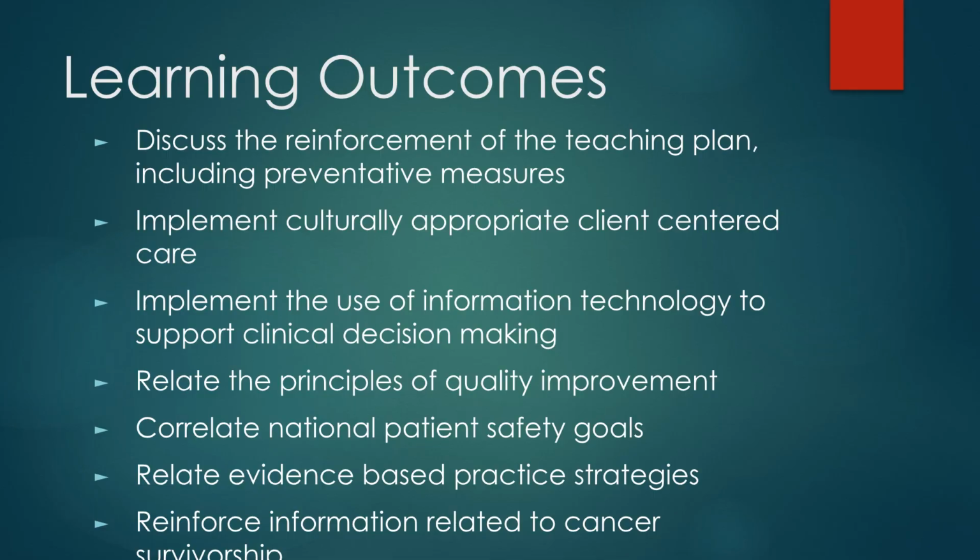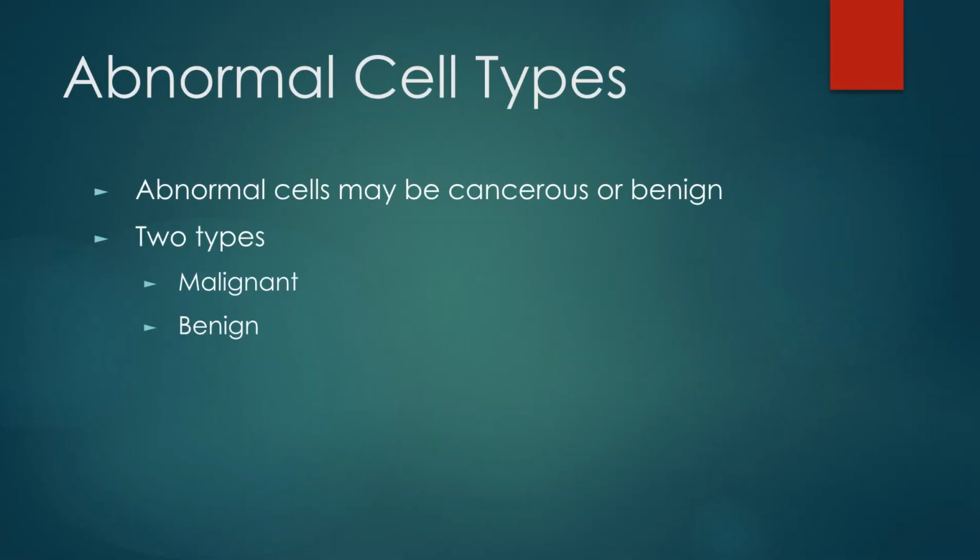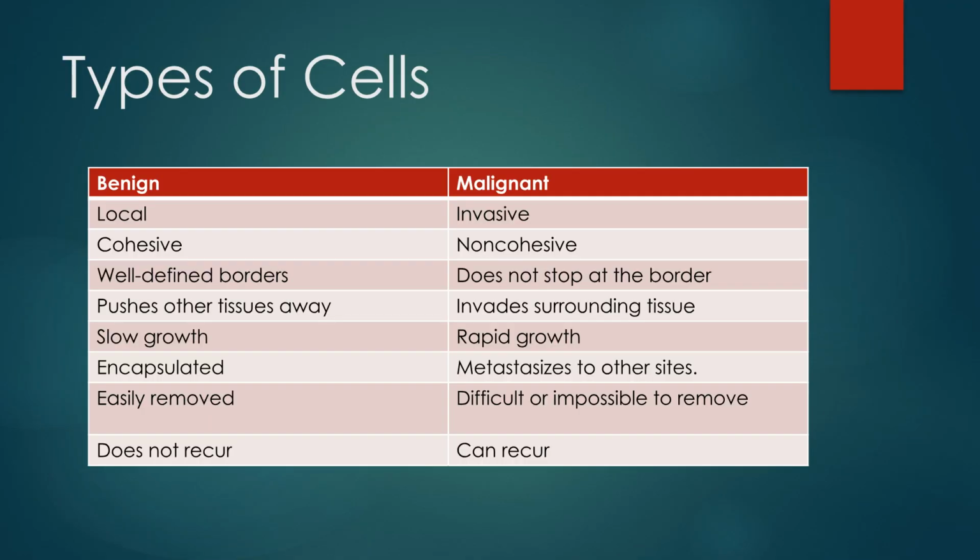and evidence-based practice. Abnormal cells can be either cancerous, which are malignant, or non-cancerous, which are benign. We will now compare these two types. Benign cells are local, cohesive, and have well-defined borders. They exhibit slow growth and are encapsulated, making them easily removable and generally non-recurrent.